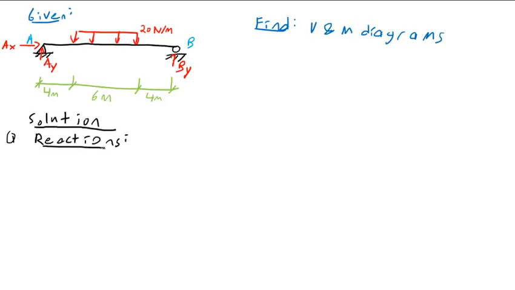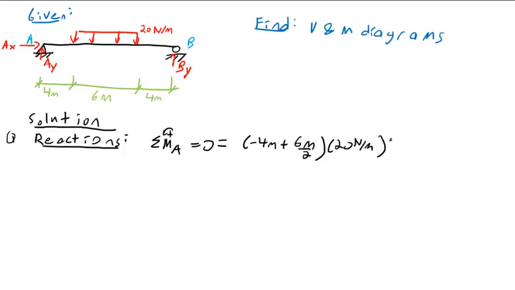And this is fairly trivial. You know how to do this by now. Hopefully. We'll find out tomorrow. Sum of moments about A equals 0. And from this, we'll just have negative 4 meters plus 6 meters over 2 times 20 newtons per meter times 6 meters. That's the moment generated by this thing here. Plus 14 BY equals 0. And BY is just equal to 60 newtons upward.